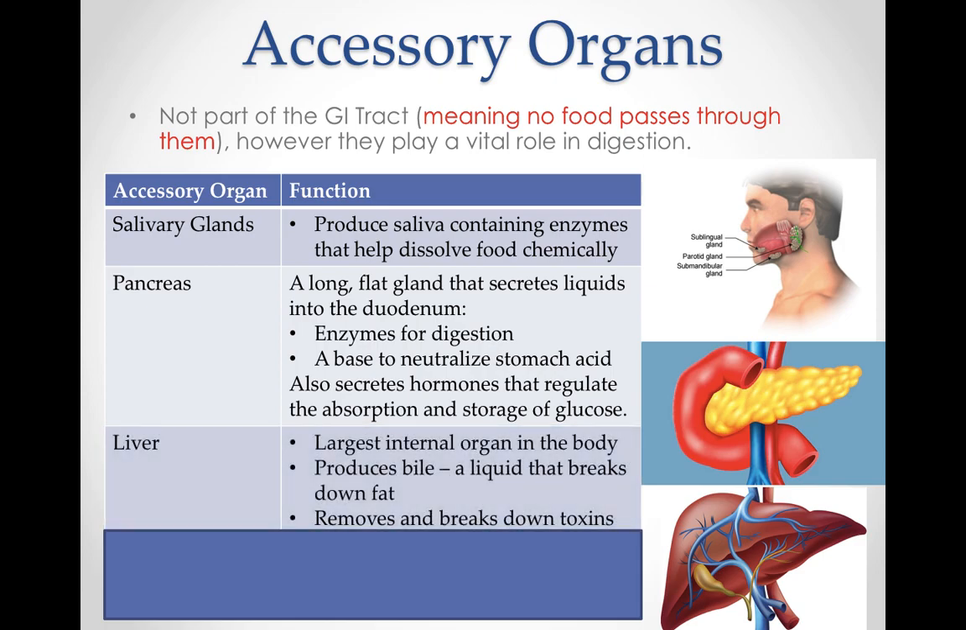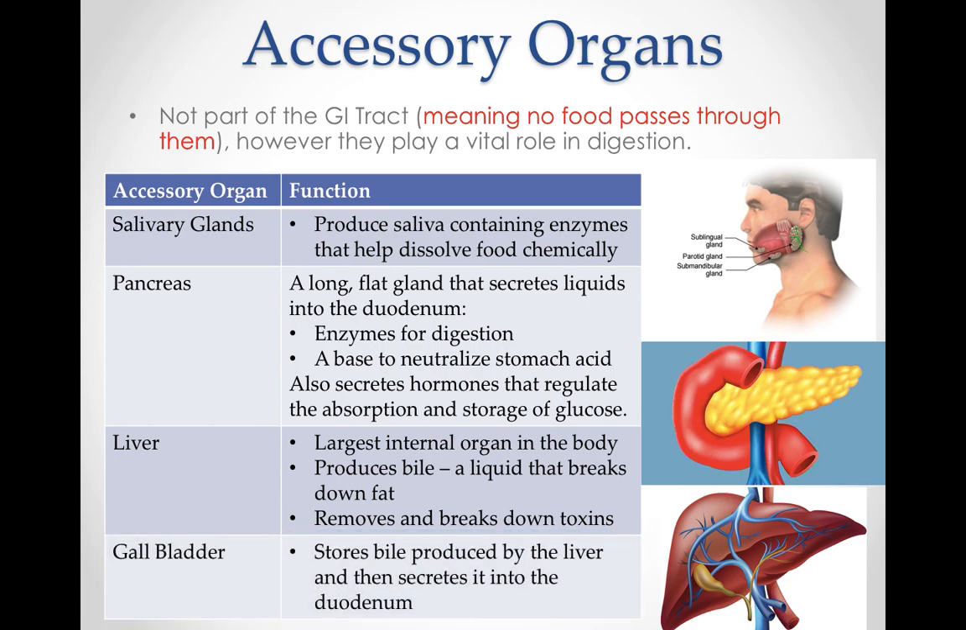The liver is next. So that is our biggest organ in our body. It's huge. It lays in our abdominal cavity, and its main job is to produce bile. So this is a liquid that breaks down fats into small little globs. And then it also removes and breaks down different toxins that get into our body. So our liver is super important.